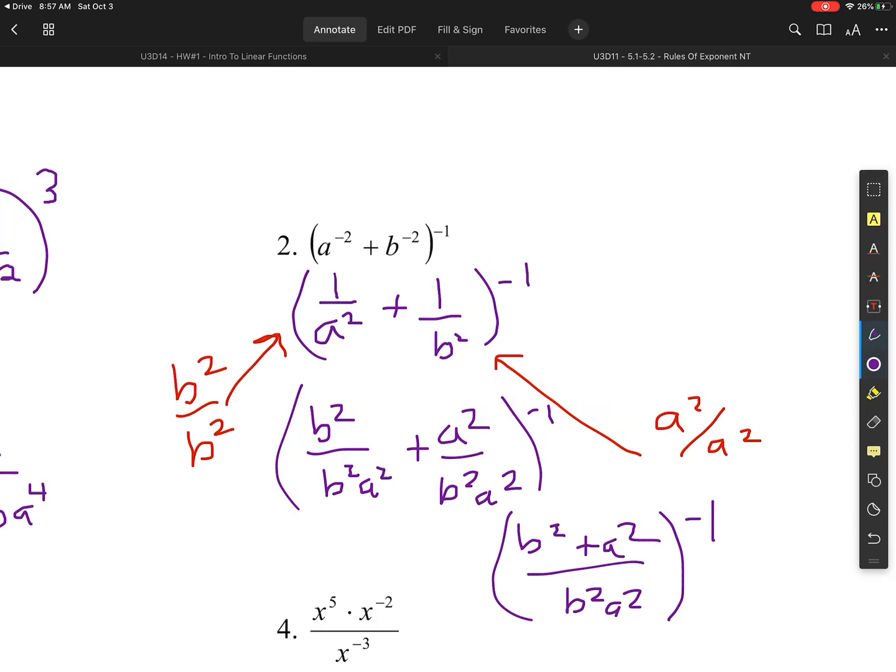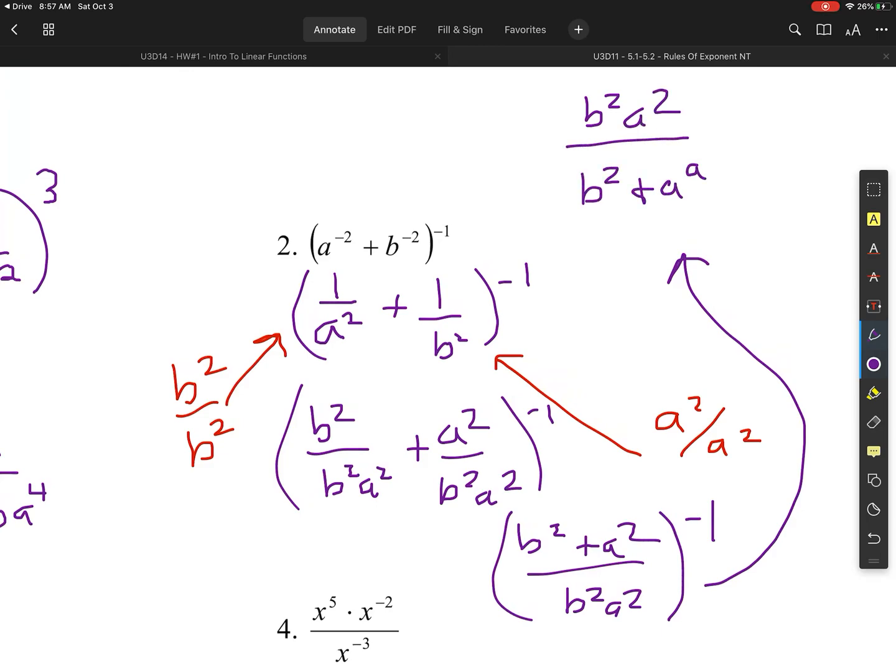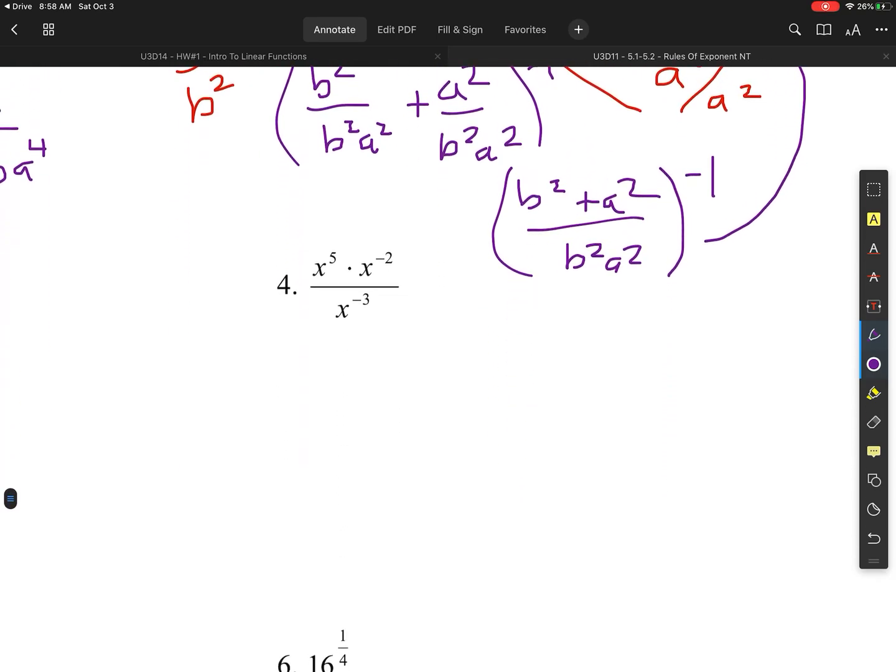So what does that negative 1 power do with this problem? Flips it. Right? So all we can do is flip the internal fraction, giving us b squared a squared over b squared plus a squared. I wrote a up there. That should be a 2. And that is our final answer. All right, jump into problem 3.